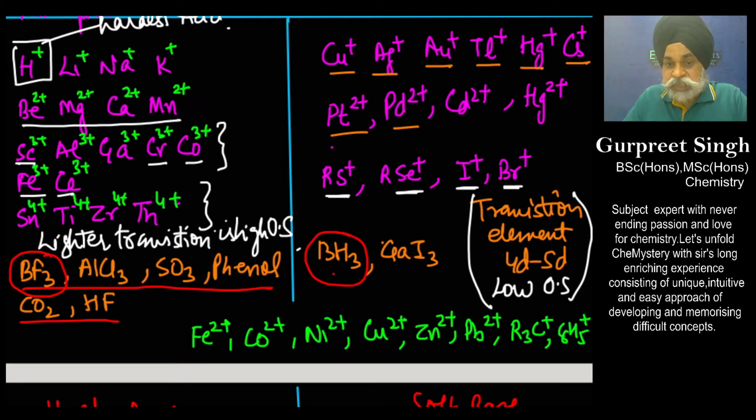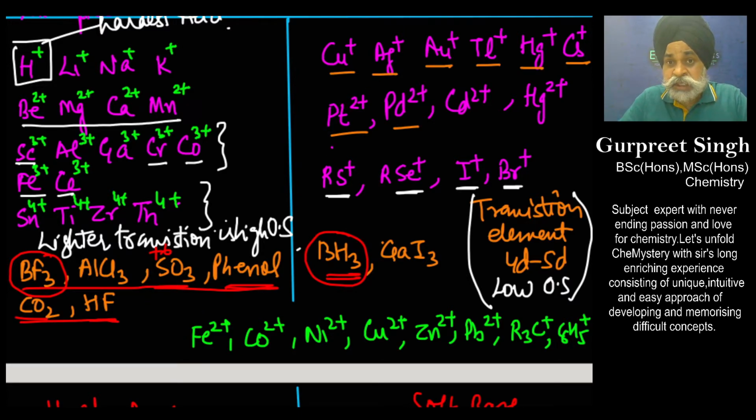So BH3 is soft, but BF3 is hard. And similarly SO3, because the sulfur is in +6 oxidation state, phenol is hard, carbon dioxide, HF, because it is both H positive and F negative, both belong to the hard category.